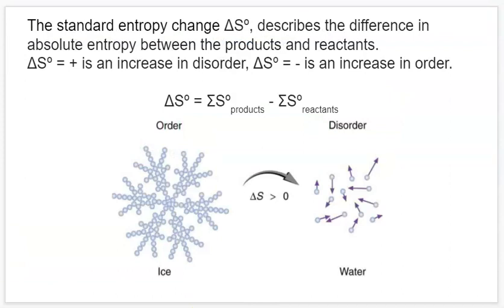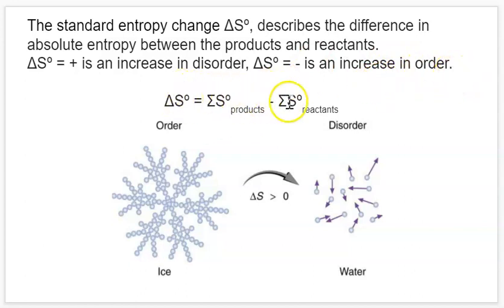And the standard entropy change, which is notated as delta S, and remember this degree symbol means standard conditions, describes the difference in absolute entropy between the products and the reactants. So a positive delta S is going to indicate an increase in disorder, while a negative delta S is going to increase the order of the system, or a decrease in the disorder.